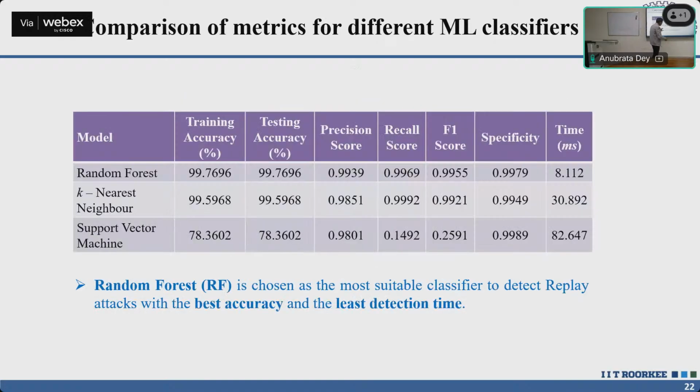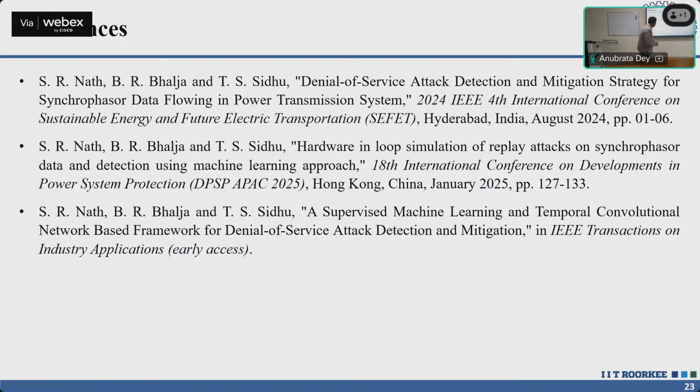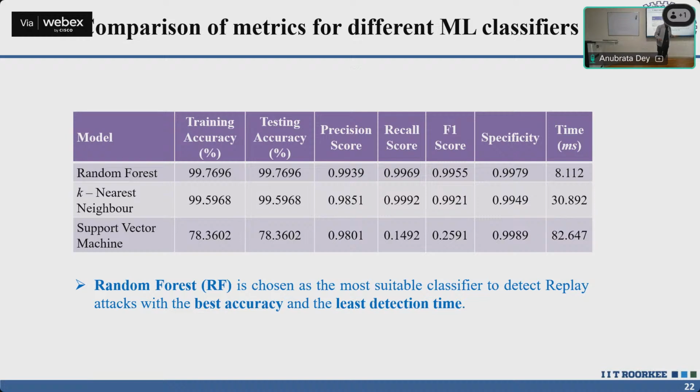If you apply them, for example, let's say I have used random forest, KNN and support vector machine classifiers, you can see I have shown here the training accuracy, testing accuracy, precision, recall, F1, specificity and time. Again you can see that the time for a specific classifier, let's say random forest, is minimum, right? In the same way, you generate such data and you can do this type of analysis for replay attacks also.